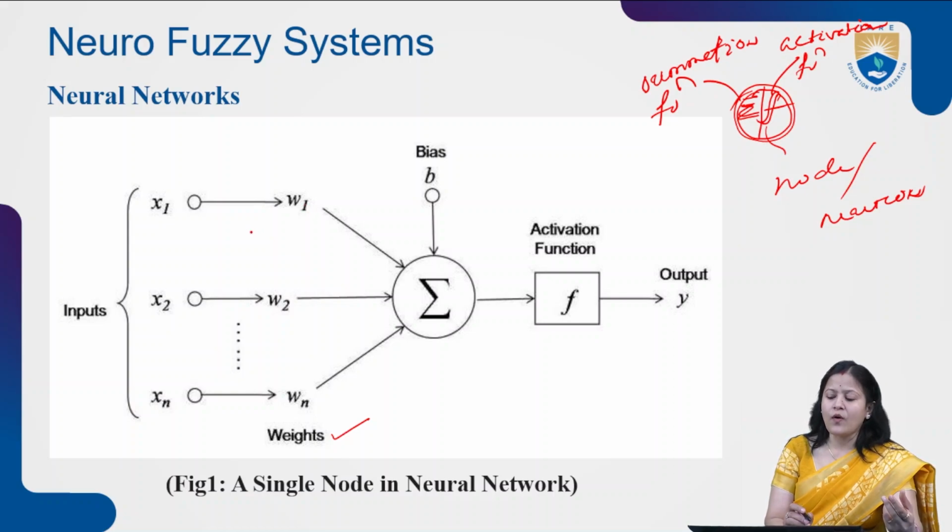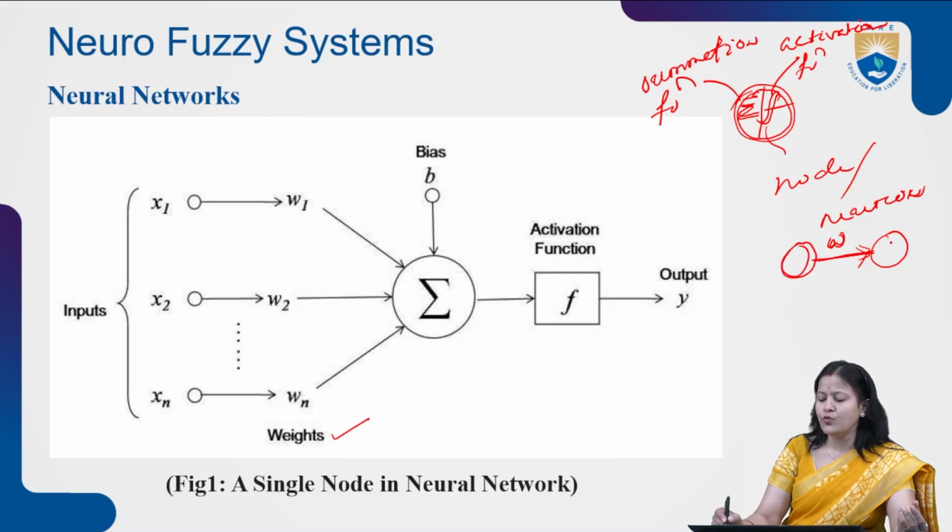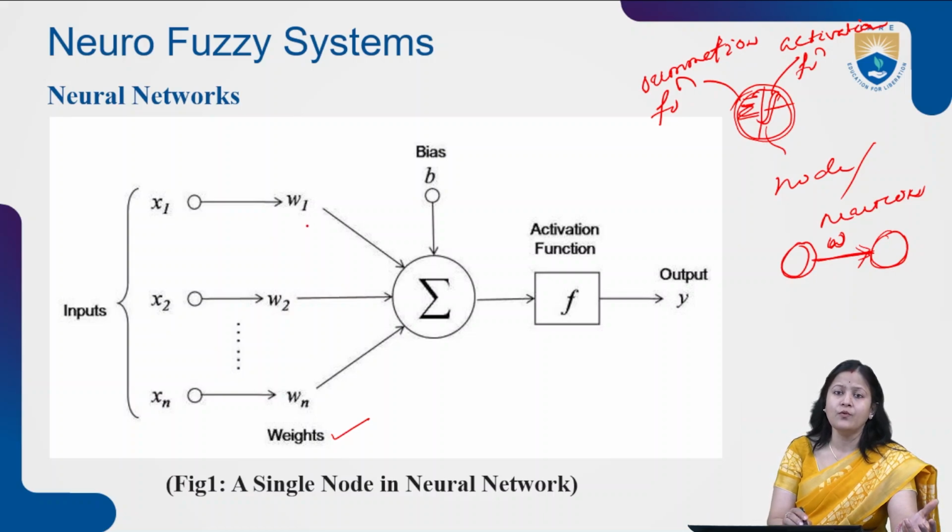So why are the weights required here? Suppose this is one neuron and this is another neuron. They are connected with the help of one connection link. That connection link consists of some weight, that weight may be W. Why is this weight required? Weight means some value should be assigned to this connection link between the 2 nodes. So that W defines the strength of interconnection between the 2 neurons or 2 nodes. That is what W1, W2, Wn are used for.